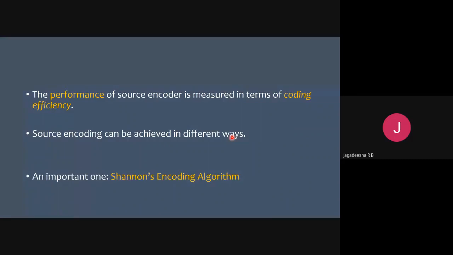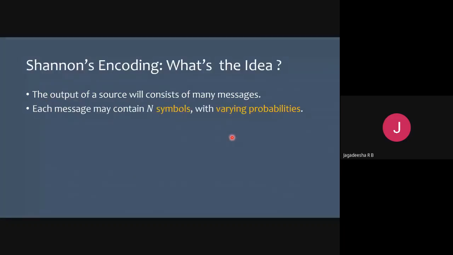The important one is Shannon's encoding algorithm. If you remember the first lecture, I mentioned Shannon. Shannon is considered the father of information theory and coding, or in general information technology. So Shannon's encoding, what's the idea? Now we'll see Shannon's encoding algorithm. In this lecture, first we will study the theory of Shannon's encoding, and then if you cannot understand the theory, I have an example for you to understand it more clearly, and then you should be able to understand it 100%.